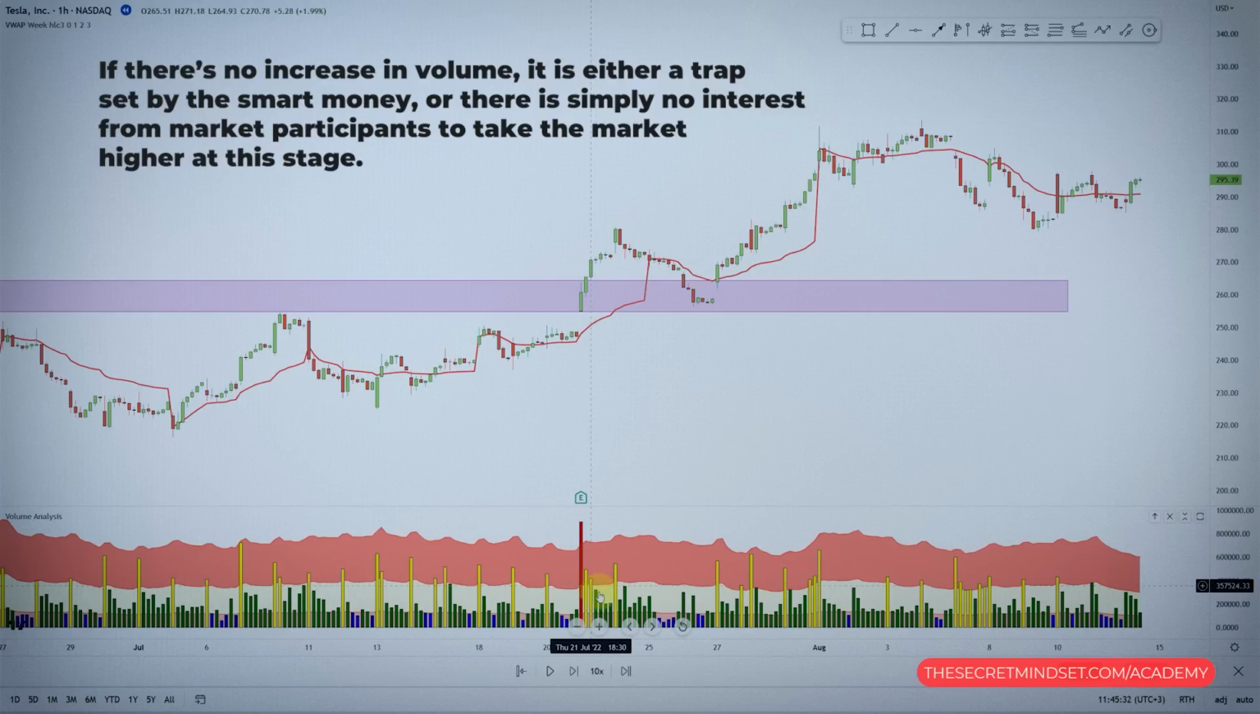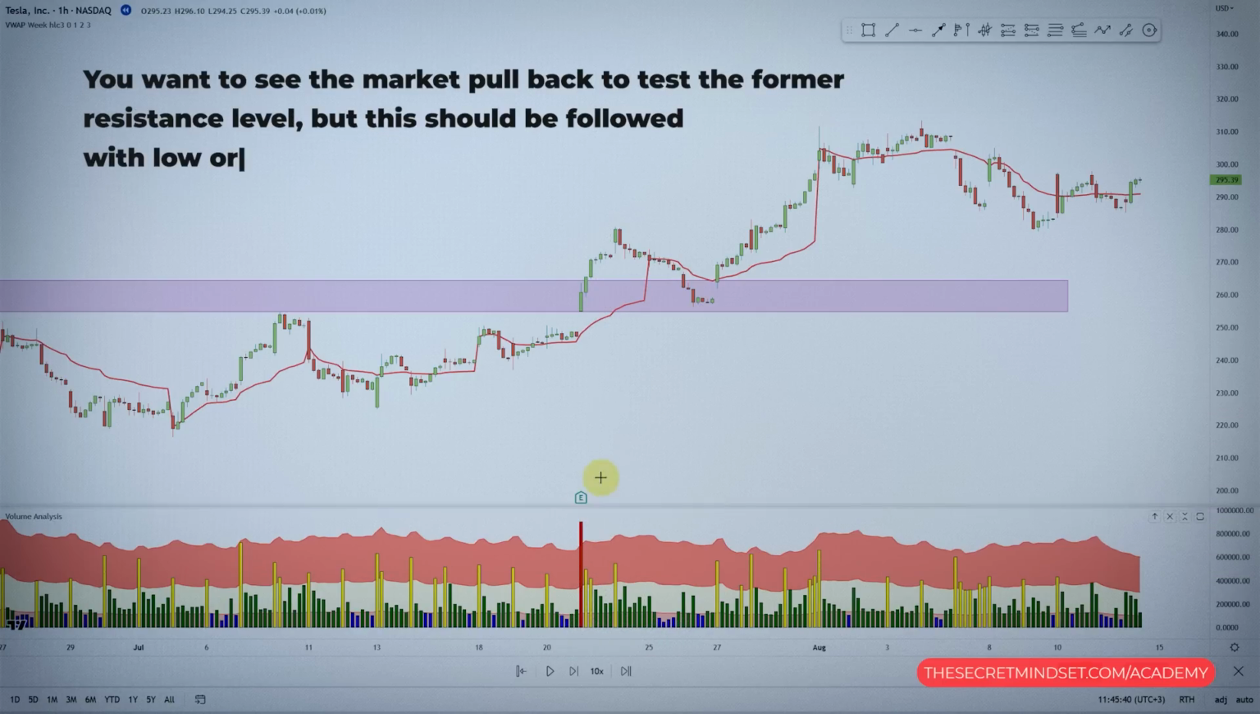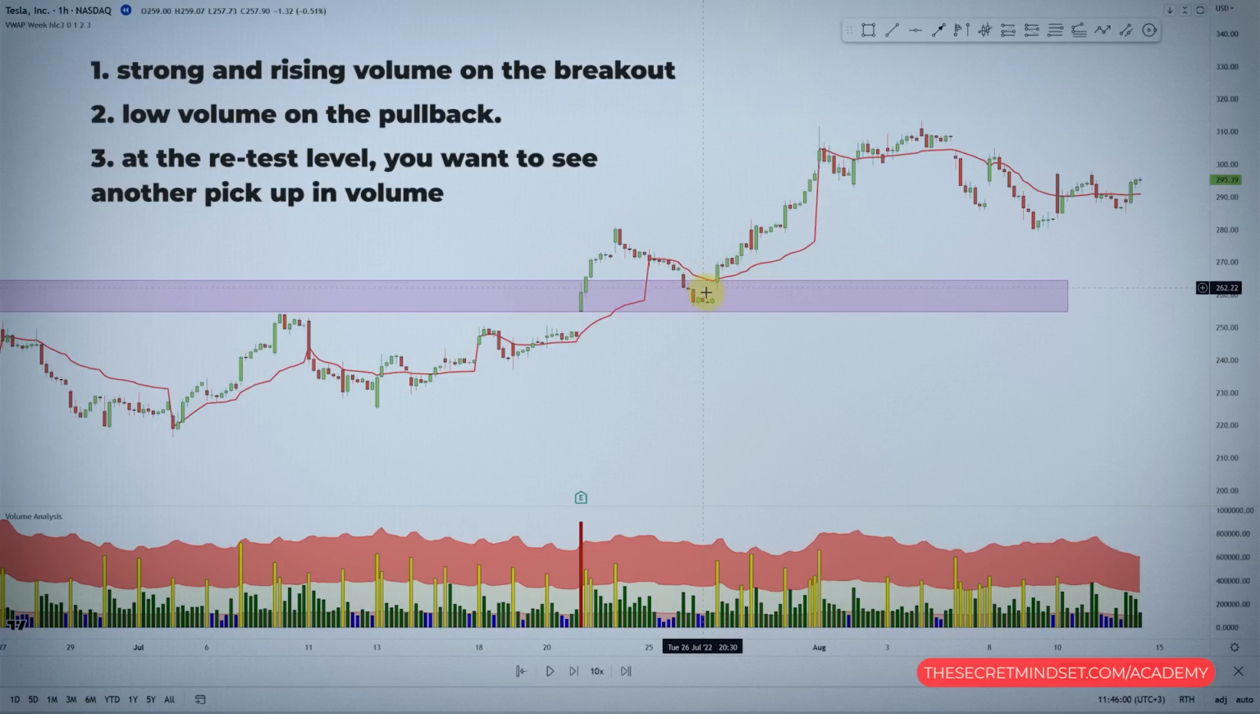If it's a valid move, then the volumes on the initial break will be well above average and rising. At this stage, you want to see the market pull back to test the former resistance level, but very important, this should be followed with low or falling volume, since we are now developing a bullish trend higher and expect to see rising market with rising volume. So very important, you want to see strong and rising volume on the breakout and low volume on the pullback. Then, at the retest level, you want to see another increase in volume.